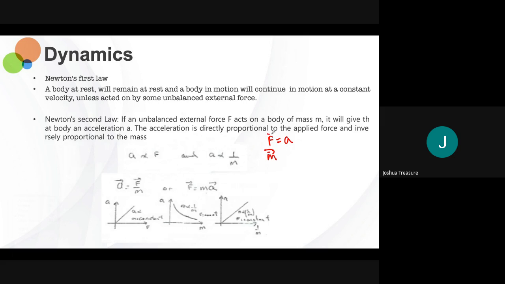And remember, all of these are vector quantities, except the M. Of course, M is not a vector quantity. So you have all of these as vector quantities. And then if we transpose for the force, the unbalanced external force, we should get F equals M A. So the same direction that the acceleration or the force is being acted, that external force, should be the same direction of our acceleration because they're both directly proportional.